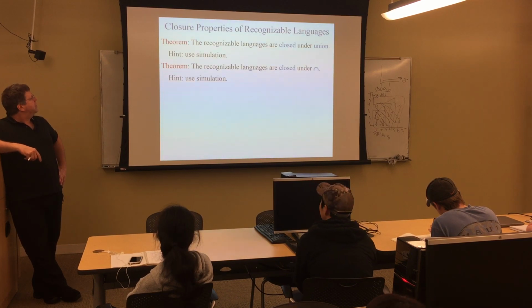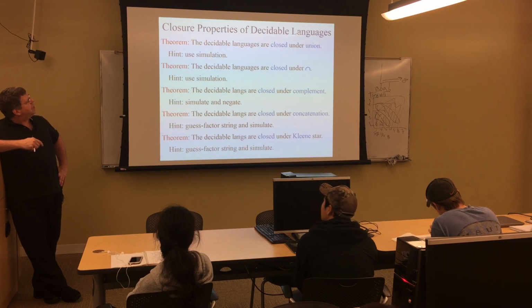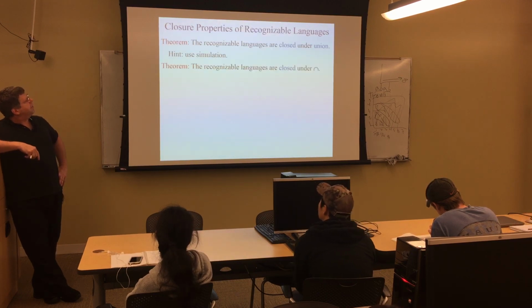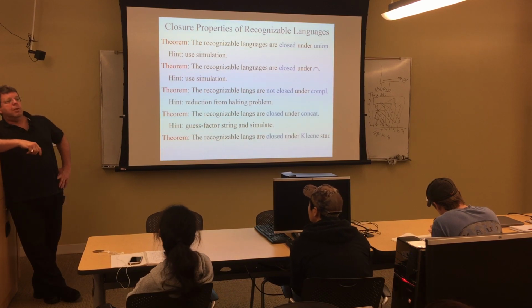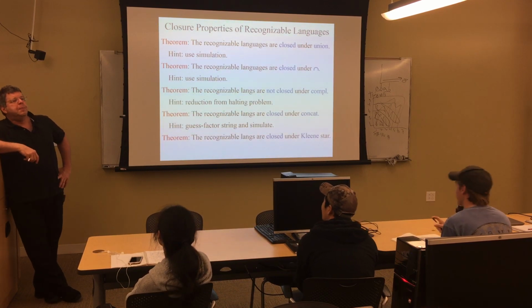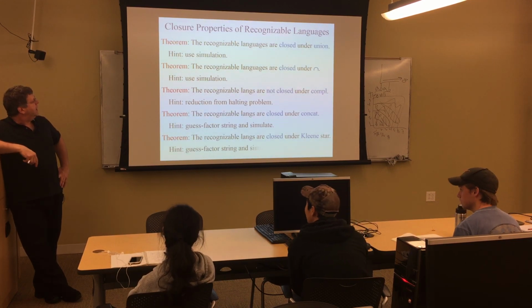So we just proved 10 theorems. 5 theorems on closures of decidable languages, and 5 theorems on closure properties of recognizable languages. That's 10 theorems in about half an hour. That's pretty good. That's like a theorem every 3 minutes. That's good timing. Good progress.